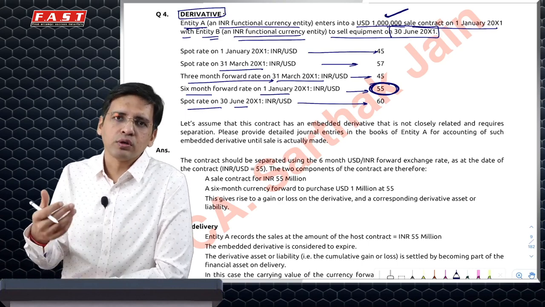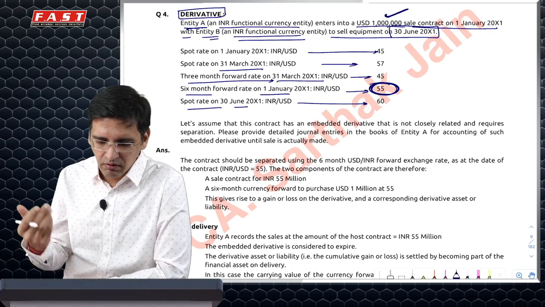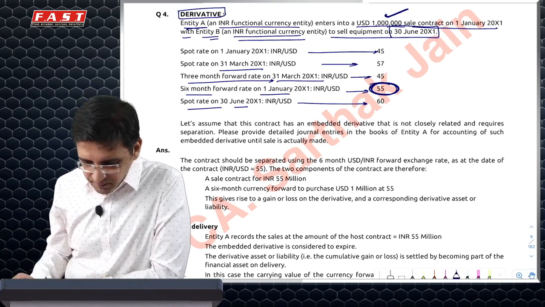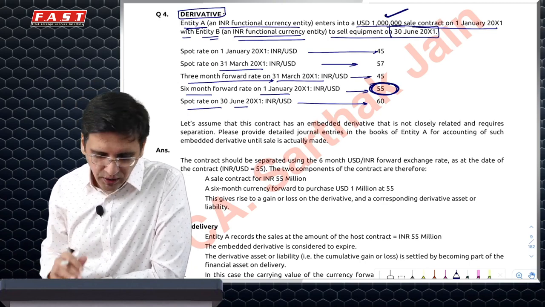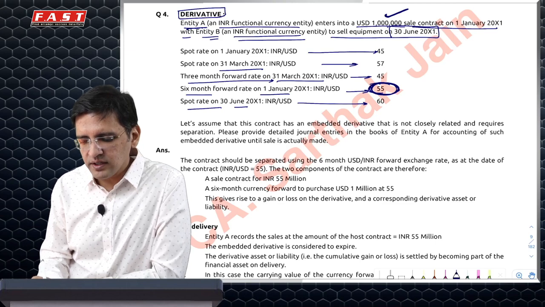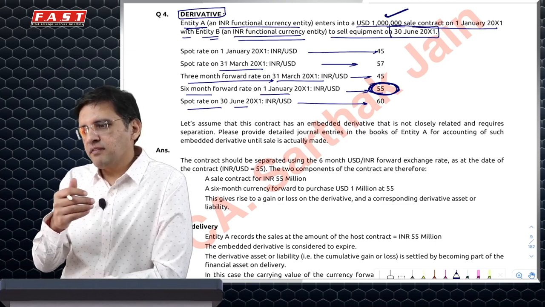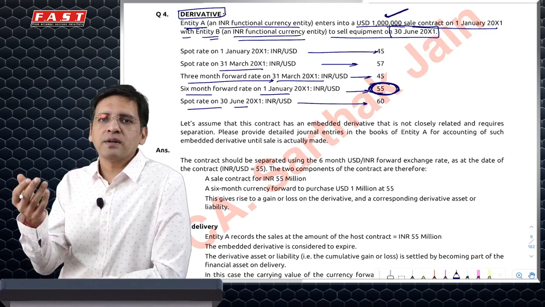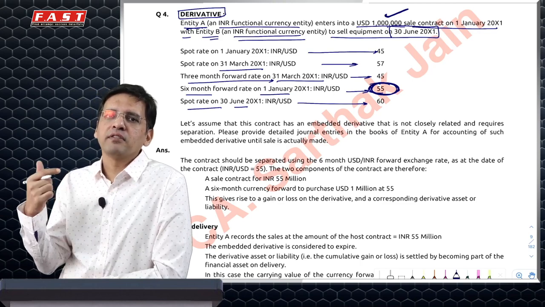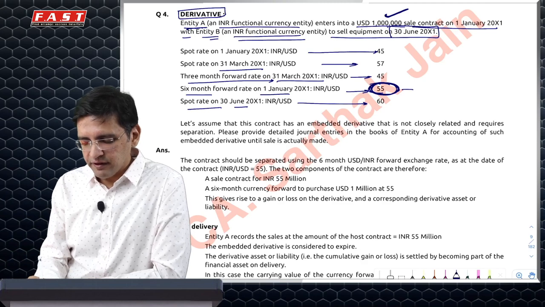In any case, I have not sold the goods on 1st January; we've only done a contract. So it is what is called a firm commitment. On day 0, I do no entry. Then on 31st March, I assume that I have a contract with somebody who is going to give me dollars after 6 months. 6 months later, if I would have got dollars, I would have said that the fair value is 55.